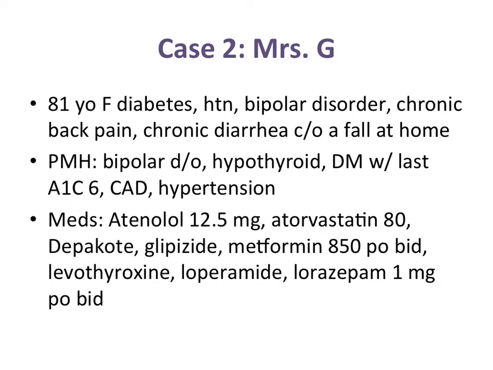The second case was Mrs. G, an 81-year-old woman you are seeing in clinic. She has diabetes, hypertension, bipolar disorder, chronic back pain, chronic diarrhea, and is in clinic for routine follow-up when her daughter mentions the patient had recently had a fall at home. Her past medical history is significant for bipolar disorder, hypothyroid, and diabetes, with her last A1C being 6, coronary artery disease, and hypertension. Medications include atenolol, atorvastatin, Depakote, glipizide, metformin, levothyroxine, loperamide, and lorazepam.